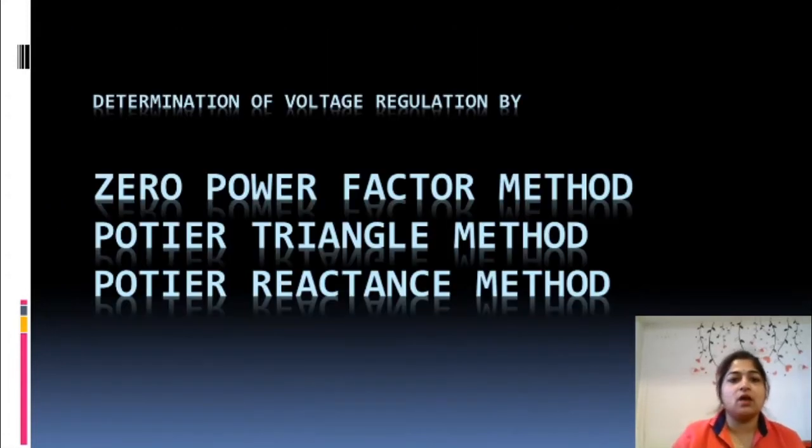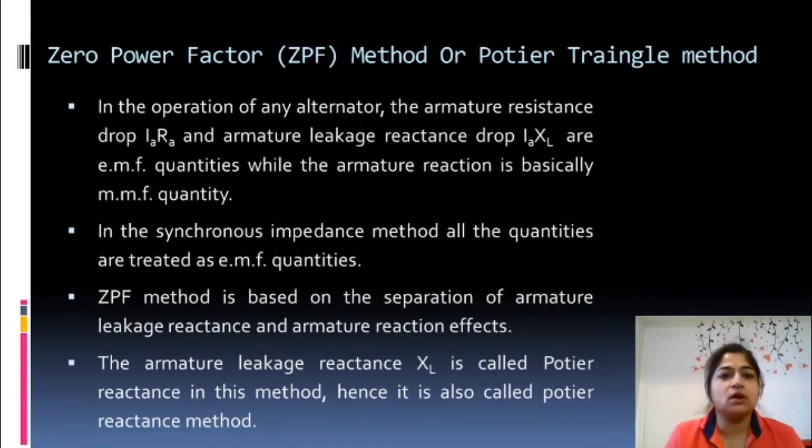So then what is the alternative? The other and more accurate method to find out voltage regulation is the zero power factor method or Pottier triangle method, also called the Pottier reactance method. Now let's see what it is all about.